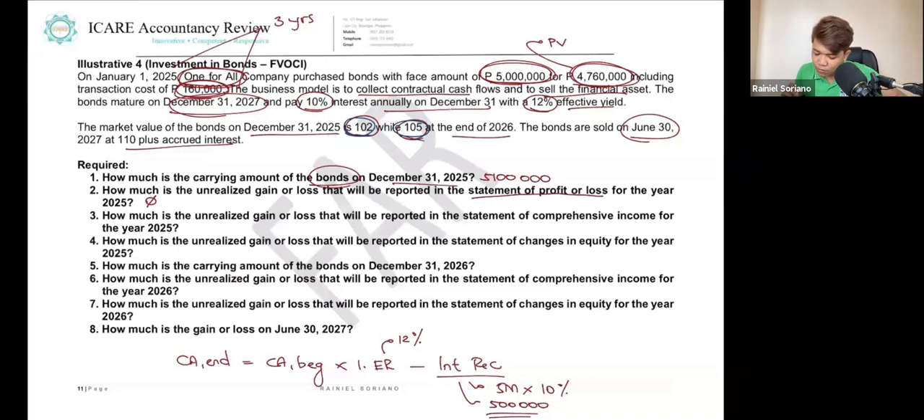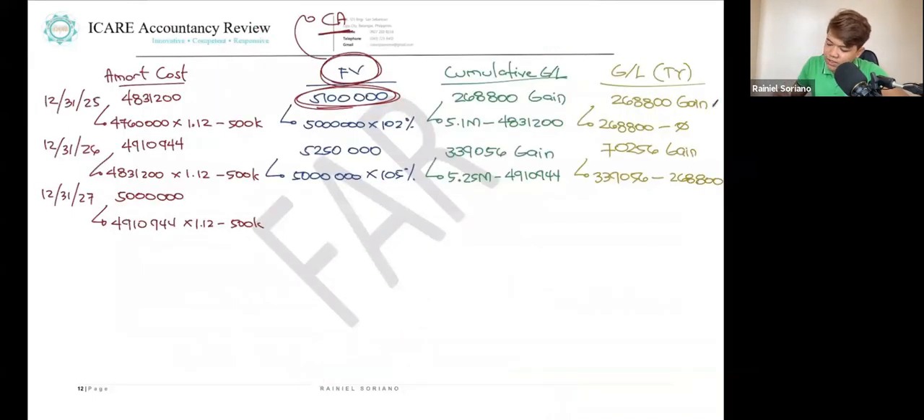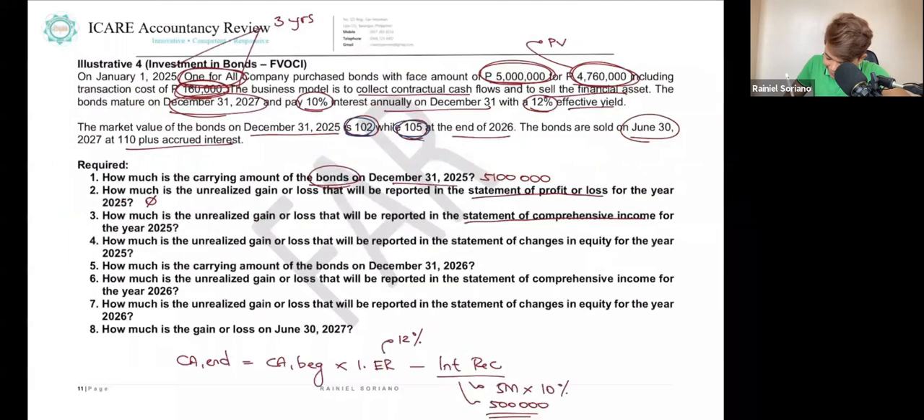Number 3, how much is the unrealized gain or loss that will be reported in the statement of comprehensive income for the year 2025? Kapag statement of comprehensive income, this year, gain or loss yan. Magkano yan? That's 268,800 gain. So final answer here will be 268,800 gain.